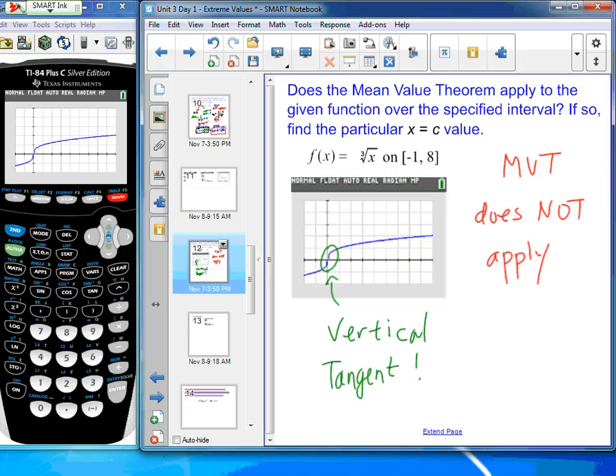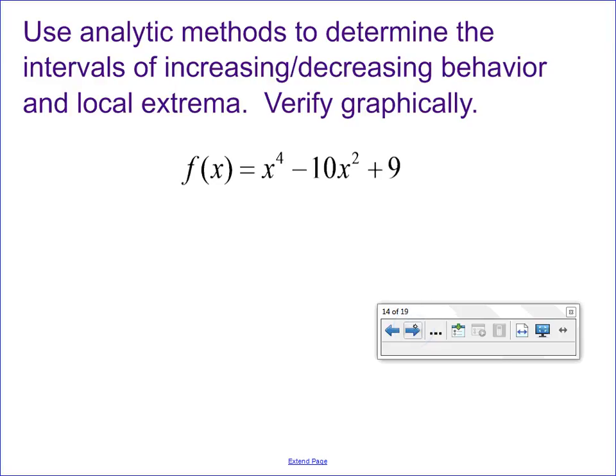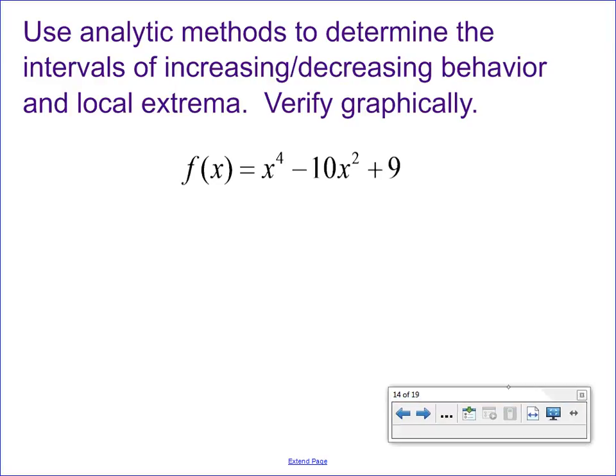All right. What else do we need? We need a little practice with our first derivative y prime in determining extremes as a result of our exploring extreme activity. So let's go ahead and take a look first at our polynomial function. f is given by x to the fourth minus 10x squared plus 9. And let's use analytic methods to determine the intervals of increasing/decreasing behavior and local extrema. Then we'll verify graphically. So I've got my emulator on hold.